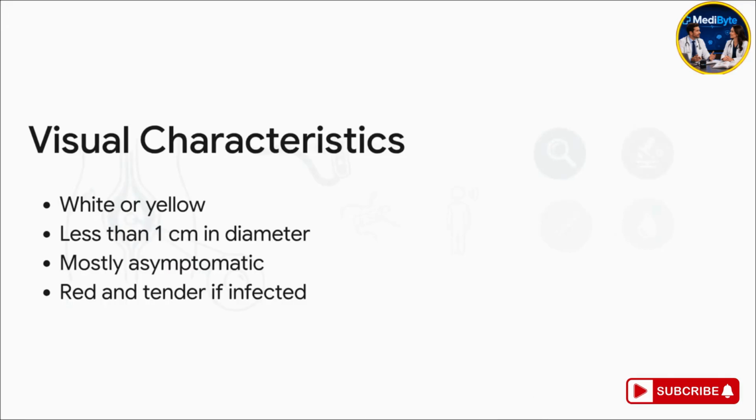Visually speaking, both inclusion and epidermal cysts look pretty darn similar. They're usually white or maybe a bit yellow, and just like most skin cysts, they are tiny, less than 1 centimeter across. Usually they are totally asymptomatic. You might get a tiny bit of occasional irritation, but that's it. However, if they get infected, just like any cyst anywhere on the body, they're going to get red, they're going to get tender, and they can definitely make sexual activity painful.